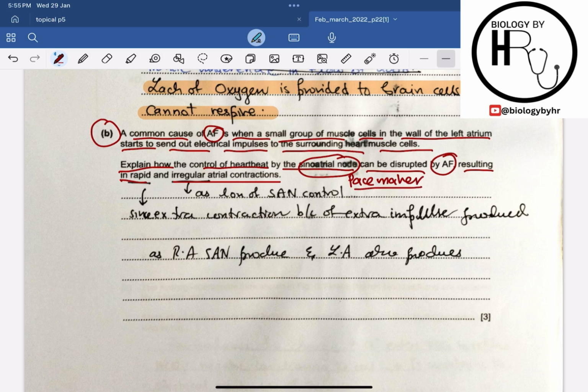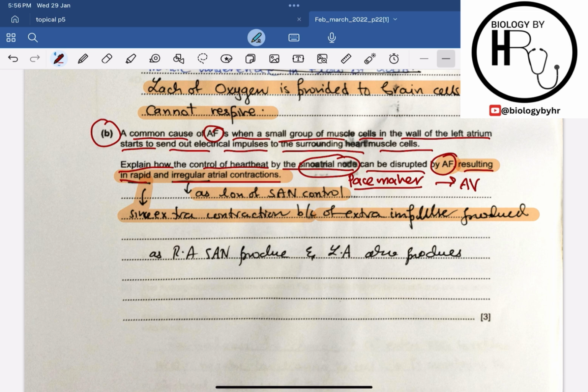The electrical impulses are basically initiated from the sinoatrial node and then they go to the AV node, right? So they are asking how AF will result in rapid and irregular atrial contractions. Rapid atrial contractions would mean extra contraction of the muscles of the heart, because of the extra impulses produced as a result of AF, right. And irregular atrial contractions would occur because there would be a loss of the sinoatrial node control, right.